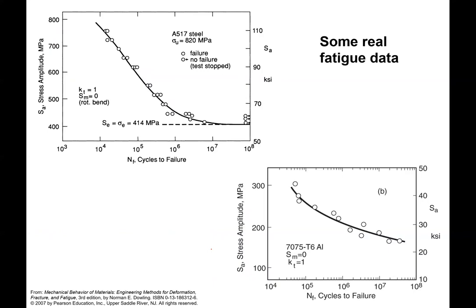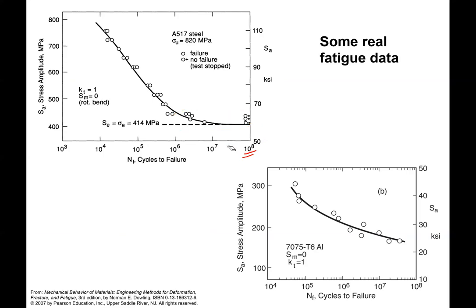So here's some real data. The top one is A517 steel, and you can see how this curve starts to tail off to a fatigue limit. We're already out to 10 to the 8th cycles here. So we've got 100 million cycles.